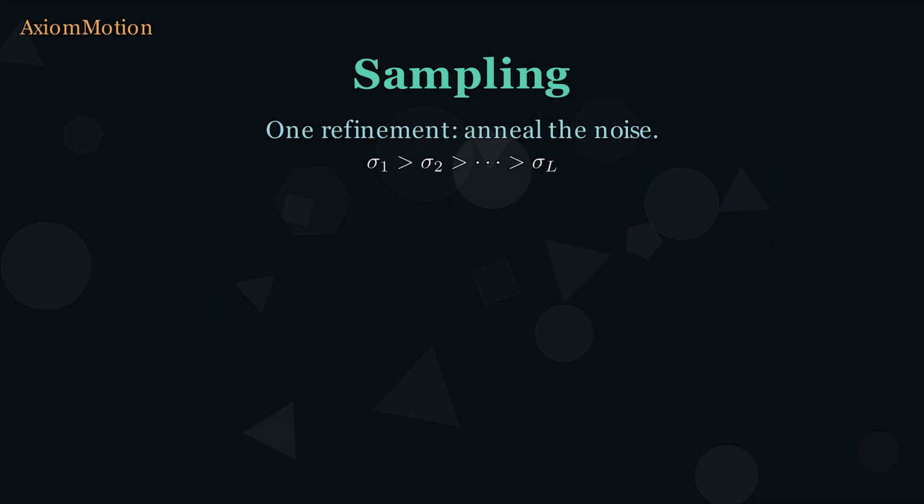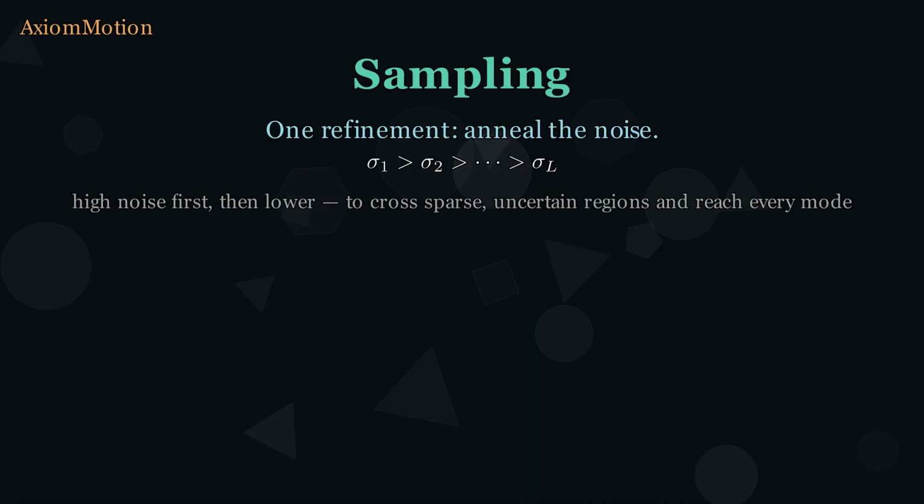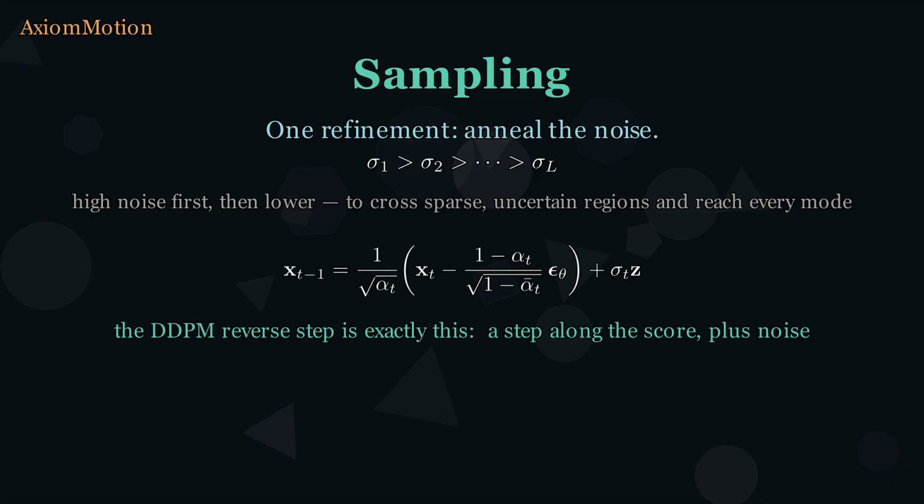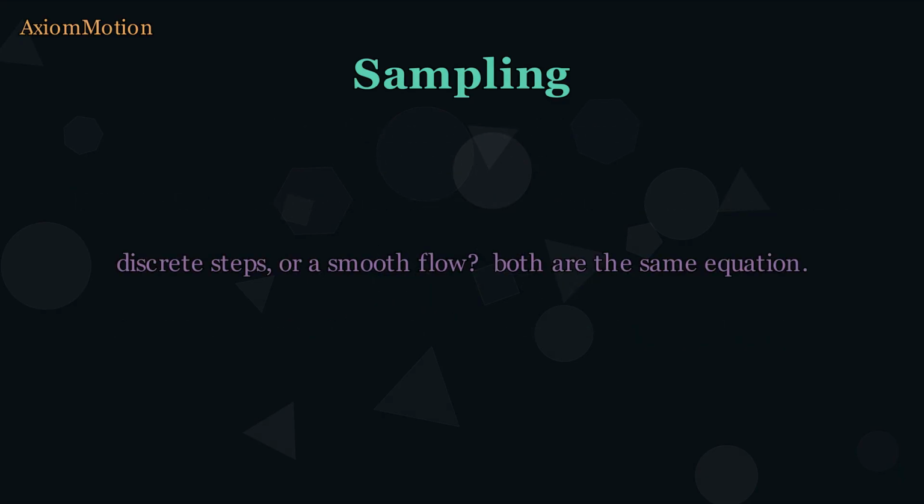In practice, there is one refinement. We start with large noise and shrink it over the run. This matters most in high dimensions, where our estimate of the score is shaky in the empty regions between data. Starting noisy lets the points cross those gaps and find every mode, not just the nearest one. And here is the quiet punchline. The reverse step we derived for the DDPM all the way back from the variational bound is exactly this. A step along the score plus a little noise. Sampling and denoising were never two different things.